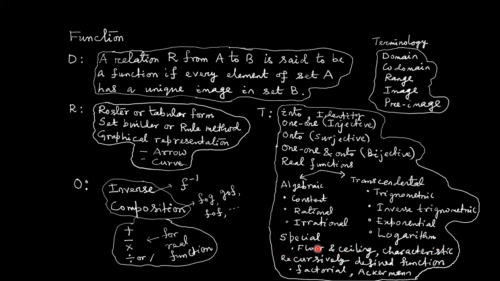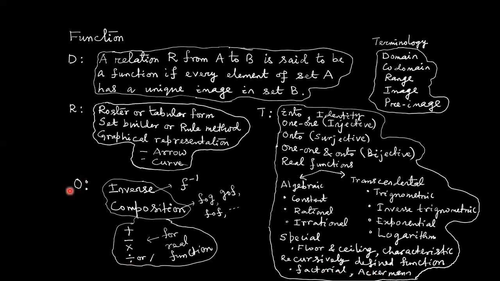And we have special functions, like the differentiating function, and then we have the characteristic function. Then we define something called a recursively defined function. In the recursively defined function, we have the factorial function and the Ackermann function. When a function calls itself, we call it a recursive function, and these are two examples of recursive function.